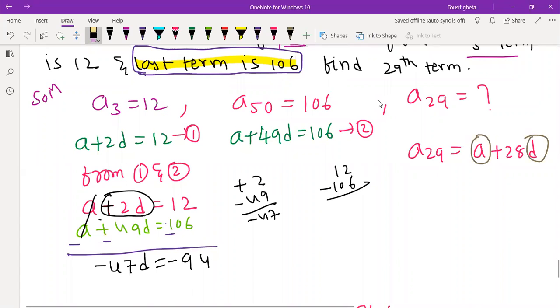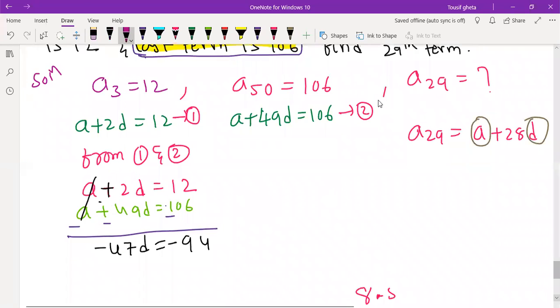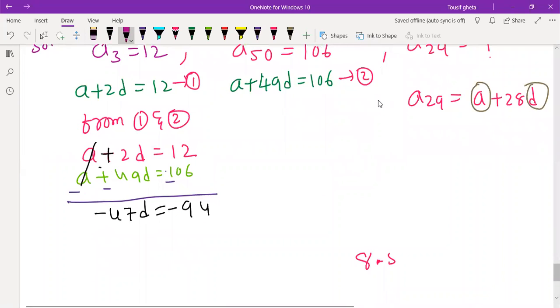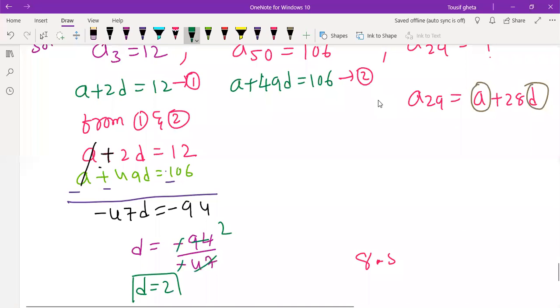You have not learned linear equations yet, so I just did it very slowly. Otherwise, we can be a little quicker also. This is not that tough. Next step. D is equal to minus 94 divided by minus 47. Cancel the minus, 47 ones are 47, 47 twos are 94. D is equal to 2. Finish. D we got.